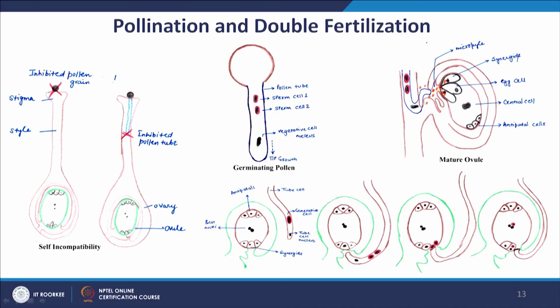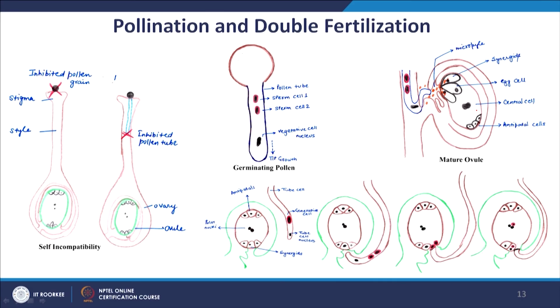The next stage of the life cycle is pollination and fertilization. Once the pollen is ready, this is a typical germinating mature pollen which has 2 sperm cells and 1 vegetative cell nucleus, and this is the mature ovule. In the ovule you can clearly see there are antipodal cells, synergids, egg cell and polar nuclei.